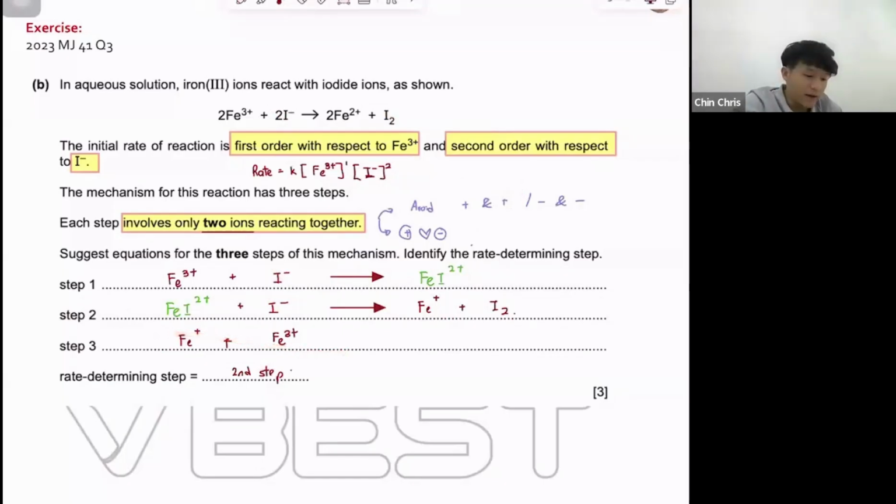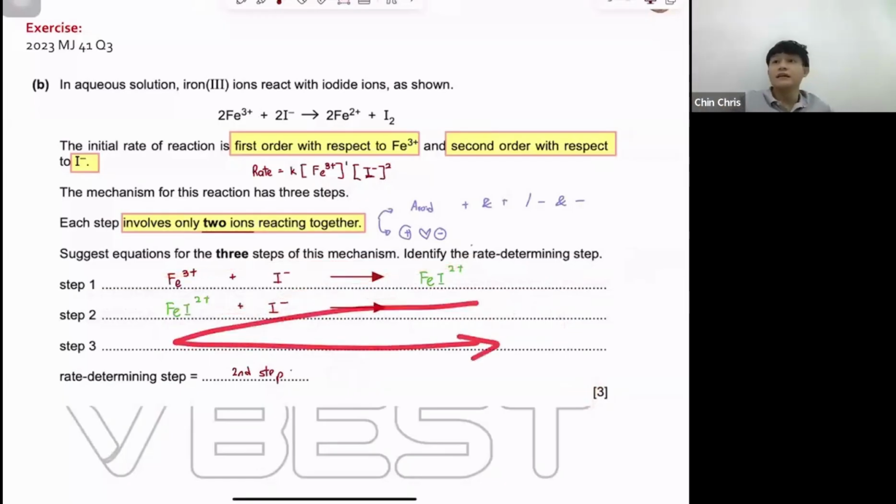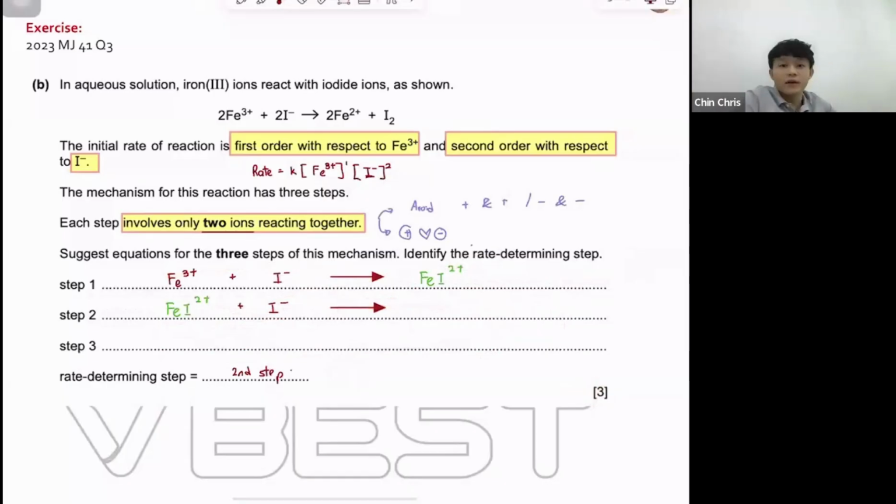If you do it this way, you might only get 1 mark here and 1 mark here, so you still lose 1 mark, because your second and third steps are right. So far, up till here, is correct already. You just have to get this done. Go, propose. Think about it.